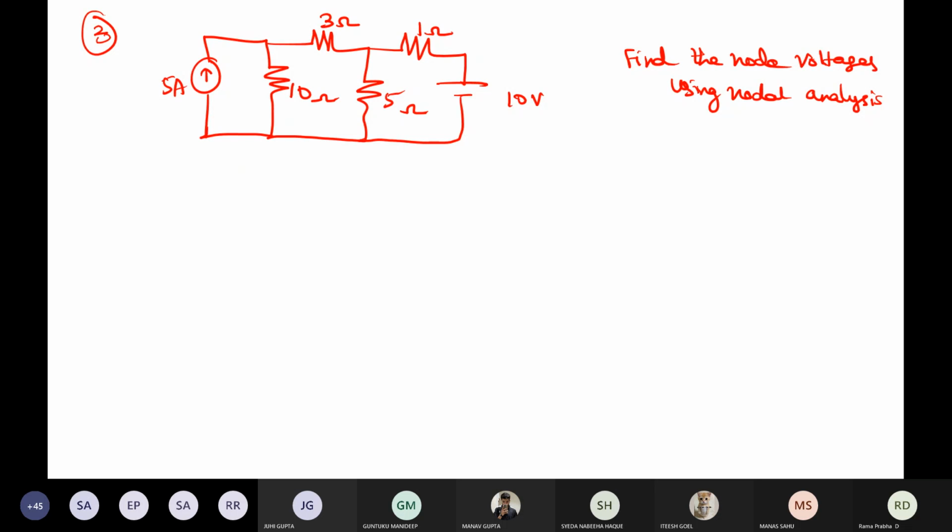Say me how many nodes are there in this problem. Just see this problem and say me how many nodes are there. 3 nodes, and one is going to be the reference node. So 2 node equations you will be getting. Let us take this as node 1, this is node 2, and this is the reference node. Start writing the equation and get me the values for V1 and V2, students. Have you all noted down?